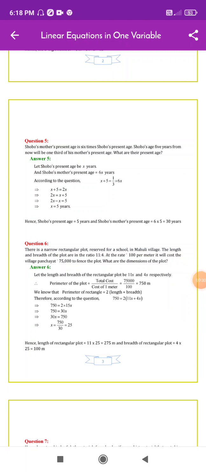What are their present ages? We have to find out the present age. Shobho's age 5 years from now will be 1/3 of his mother's present age. What are the present ages? Now we have to find out Shobho's present age.